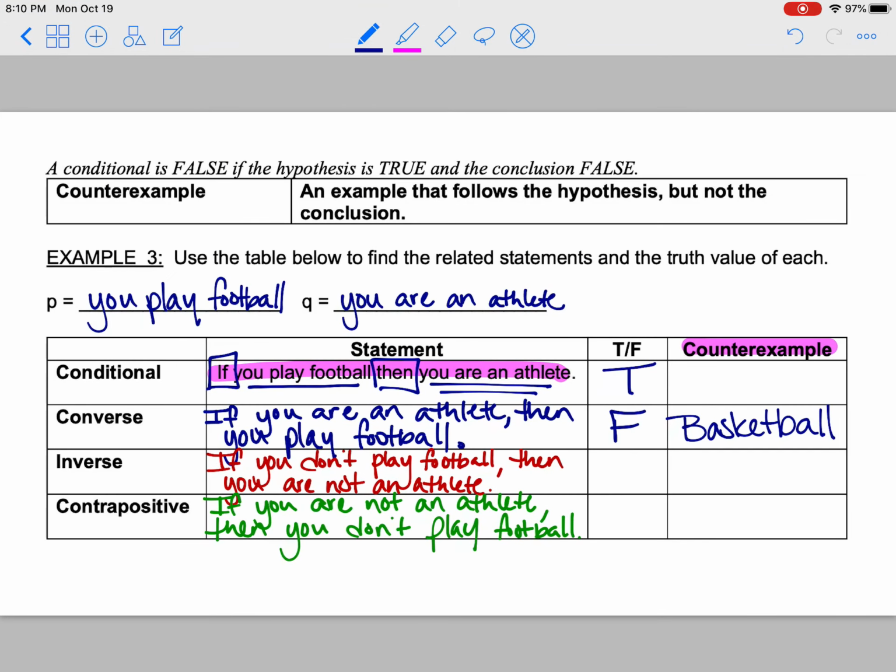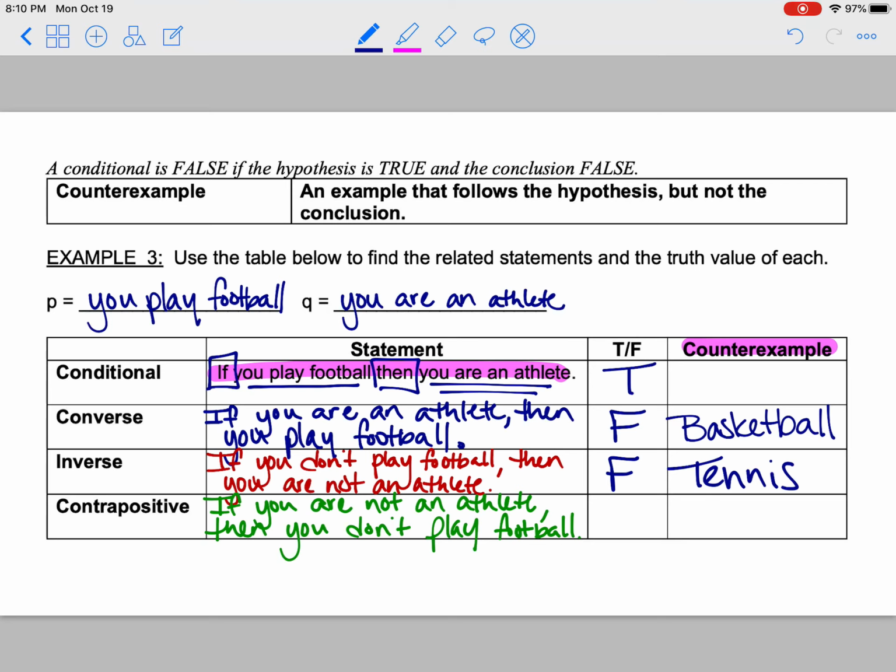Okay, so then let's look at the inverse. If you don't play football, then you're not an athlete. Well, it's kind of the same scenario here. If you don't play football, you could still be considered an athlete if you play another sport. So that one's also false. We could use the same counterexample, or we could use another one. I'll go ahead and use tennis as an example, just another sport.